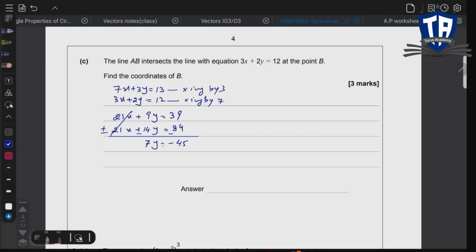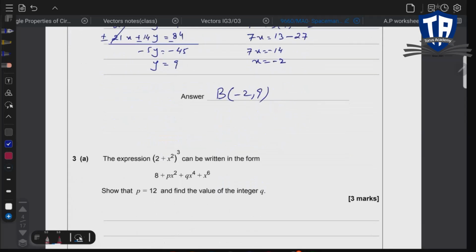Solving it, you'll get x is equal to minus 5 and y is equal to 9. You can put the value of y in any of the equations: 7x plus 3 times the y value is equal to 13. So 7x is equal to 13 minus 27, which is minus 14, and x is equal to minus 2. So p is minus 2 and 9. This was question number 2.